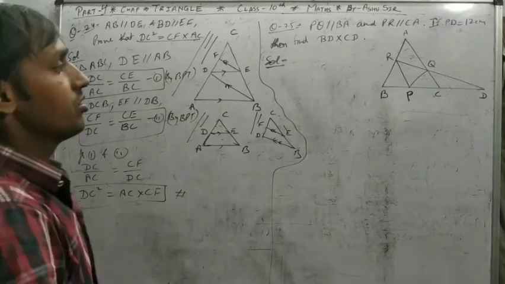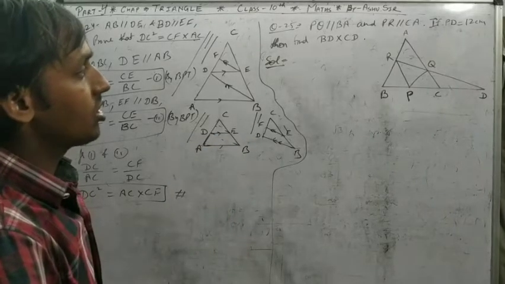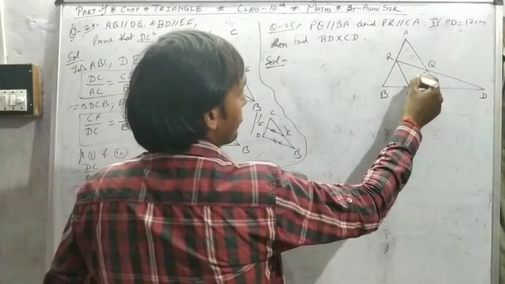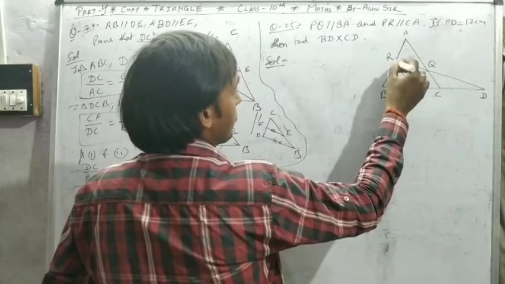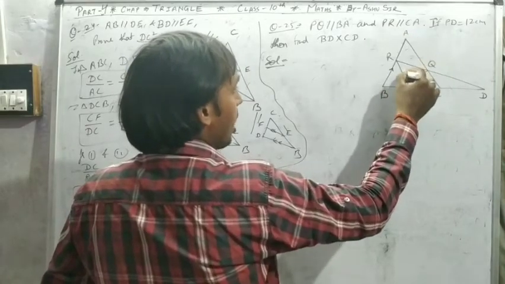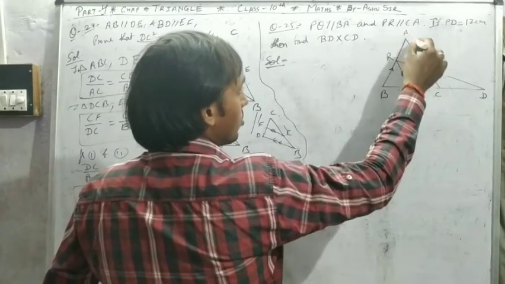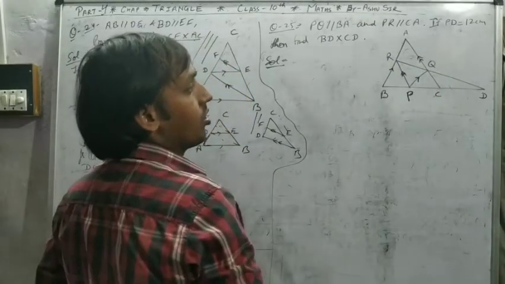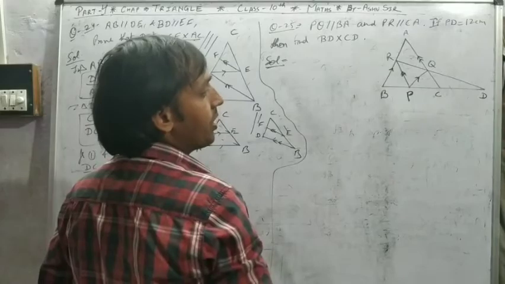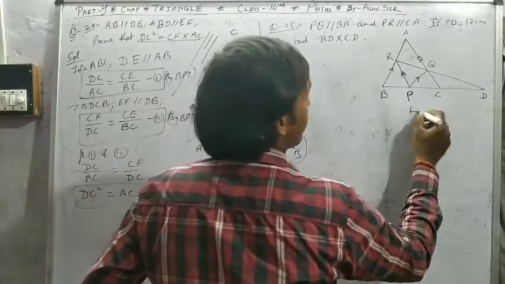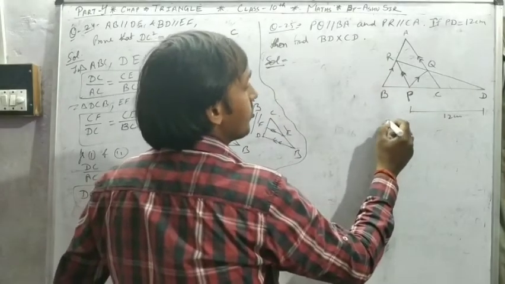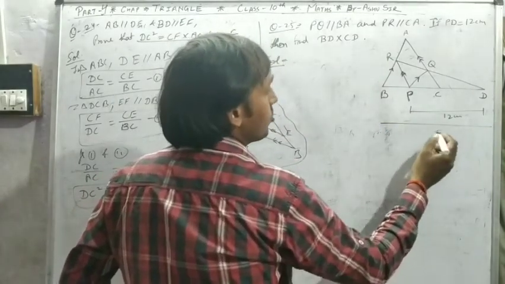Let's see one more question. In this given figure, PQ parallel to BA, PR parallel to CA. Then if PD is equal to 12, find the value of BD into CD.